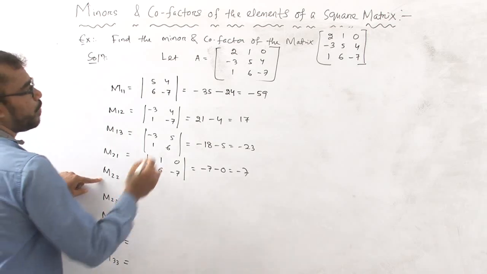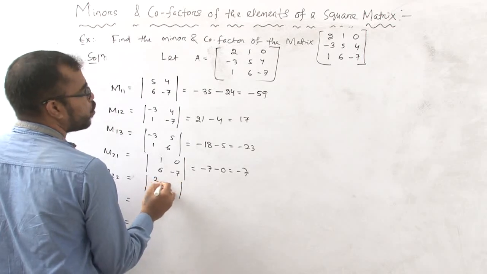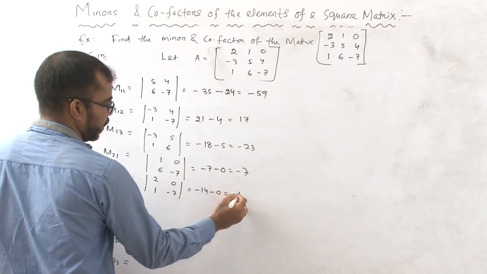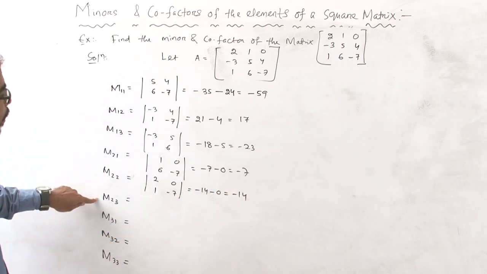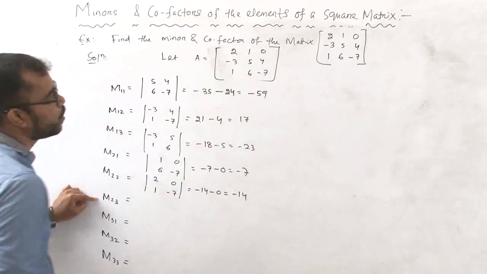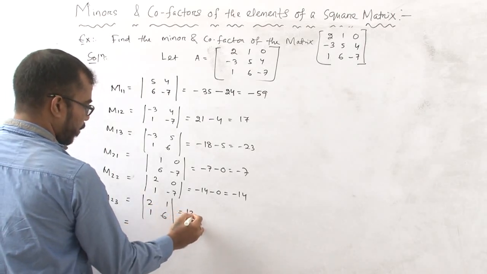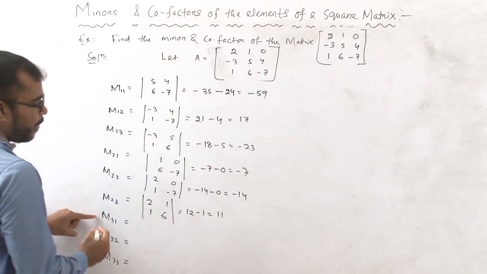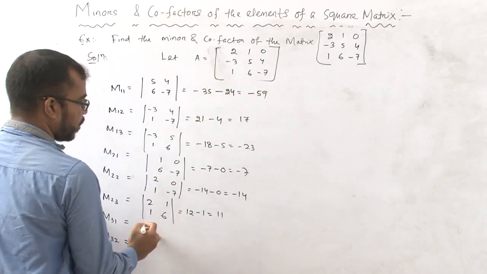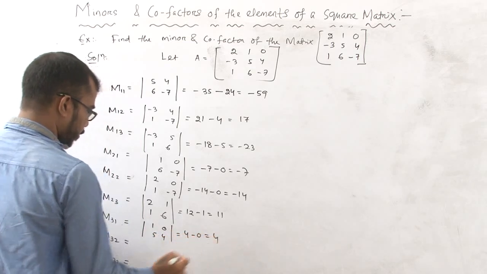Similarly, M22 means the second row, second column element. If we delete the row and column, then we get 2, 0, 1, minus 7. That is minus 14 minus 0, that is minus 14. In a similar way, we find M23. If we delete the row and column, then we get 2, 1, 1, 6. That is 12 minus 1, that is 11. Similarly, M31: if we delete the row and column, then we get 1, 0, 5, 4. That is 4 minus 0, that is 4.